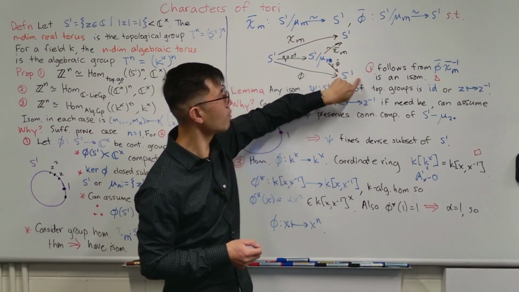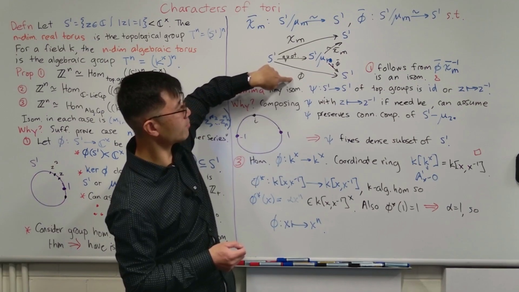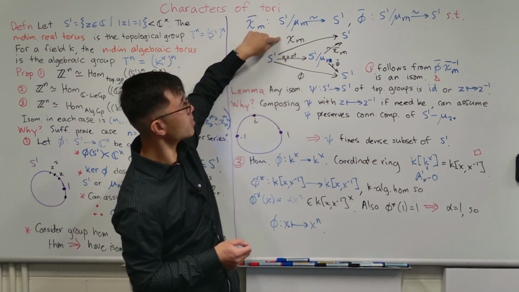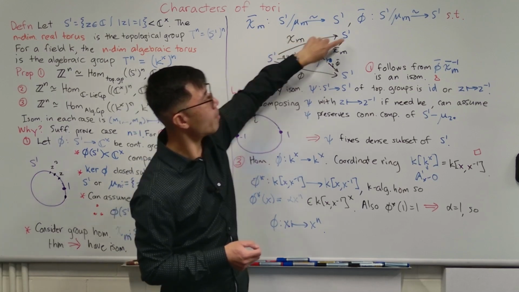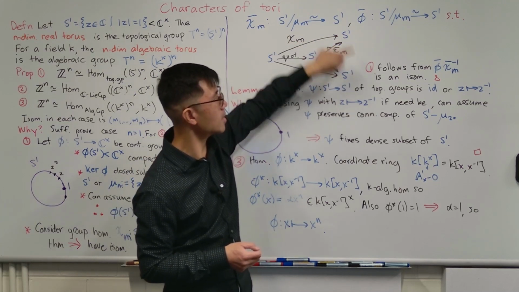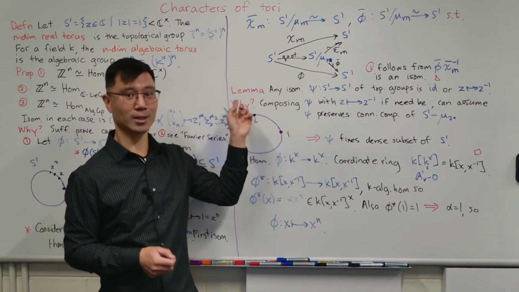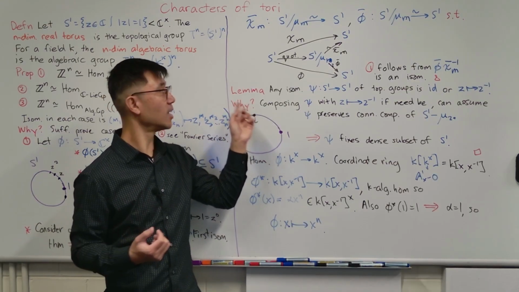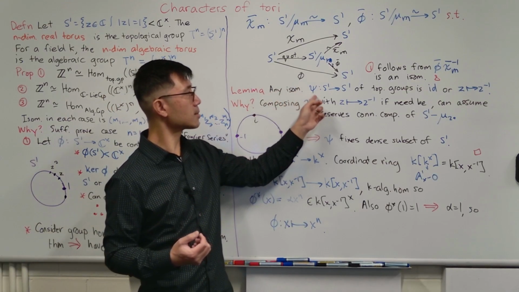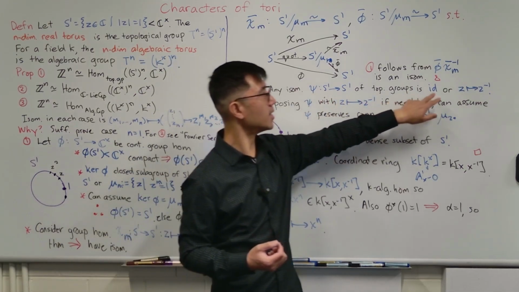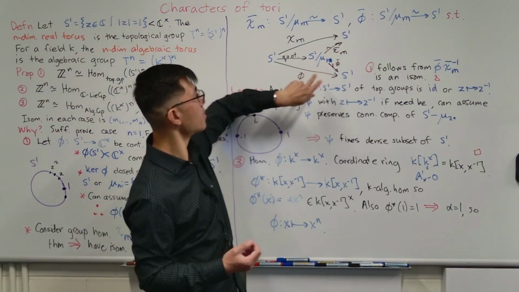If we can classify all of those, we can classify how this phi can vary from this chi m. How much can phi vary from chi m? That depends on what possible isomorphisms you have from S1 to S1. We're going to do that in this lemma here. So what does this lemma tell us? Any isomorphism psi from S1 to S1 of topological groups is either the identity. If this is the identity, that means phi equals chi m.